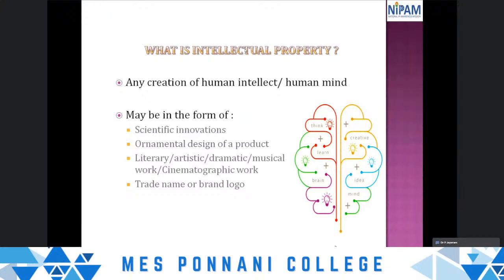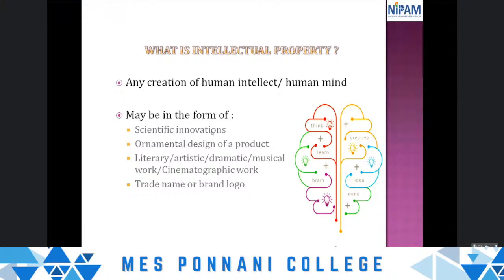So first we'll just see what an intellectual property is. As the name itself suggests, intellectual property is the creation of human intellect or the human mind. Anything that is born out of your mind can be referred to as an intellectual property. Now, it can be in the form of scientific innovation. Suppose you have invented a new product or a new process, then that will be considered as your intellectual property. Similarly, the ornamental design of a product. If you have a new design for a product, then that will also be considered as your intellectual property.